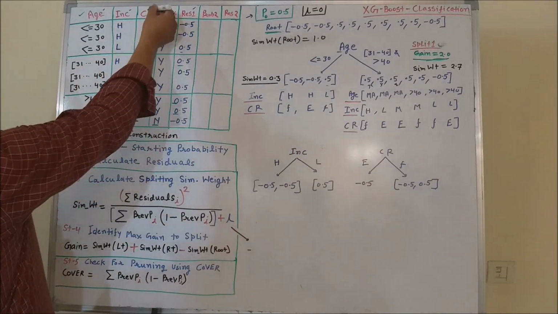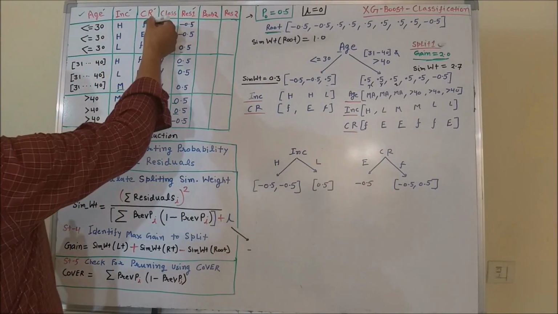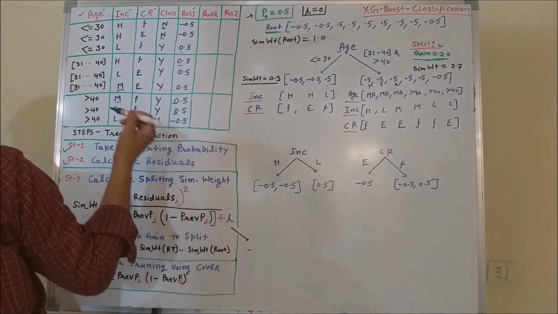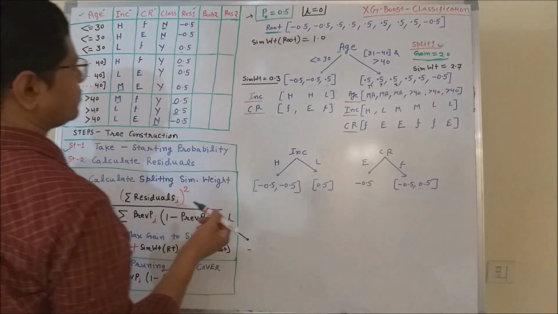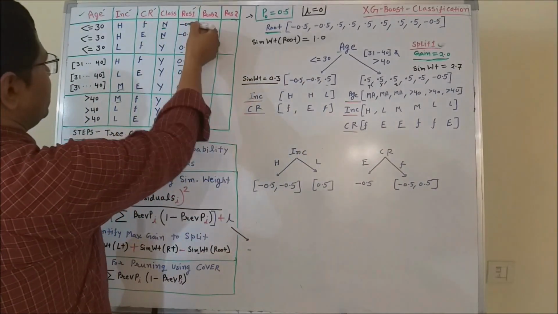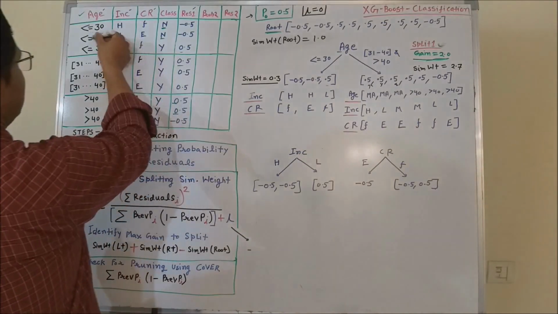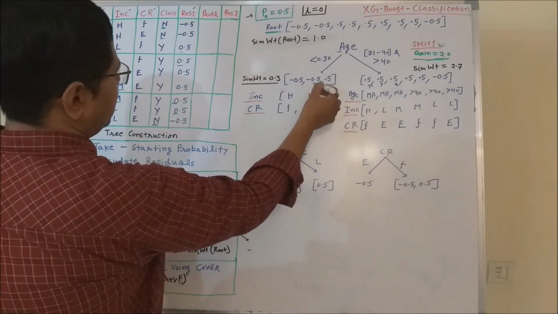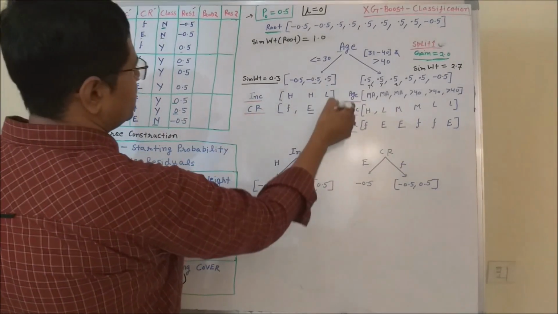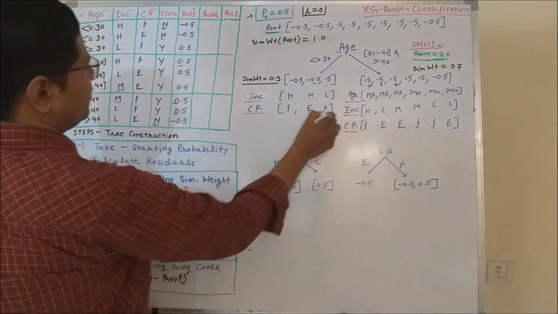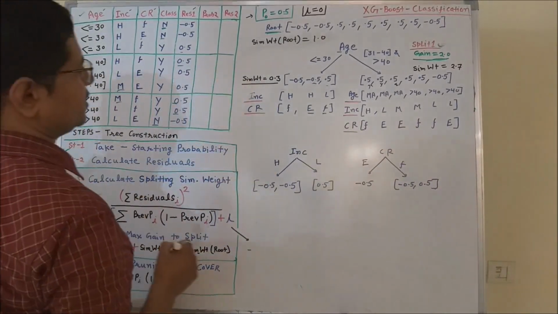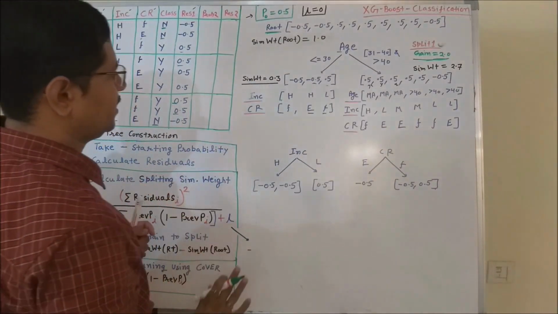And similarly, if you see the credit rating, you will get two credit ratings, fair and excellent. So for the first record, credit rating is fair. For the second record related to this residual, credit rating is excellent. And for the third record, credit rating is fair again. You can see here. So again we have two candidates.